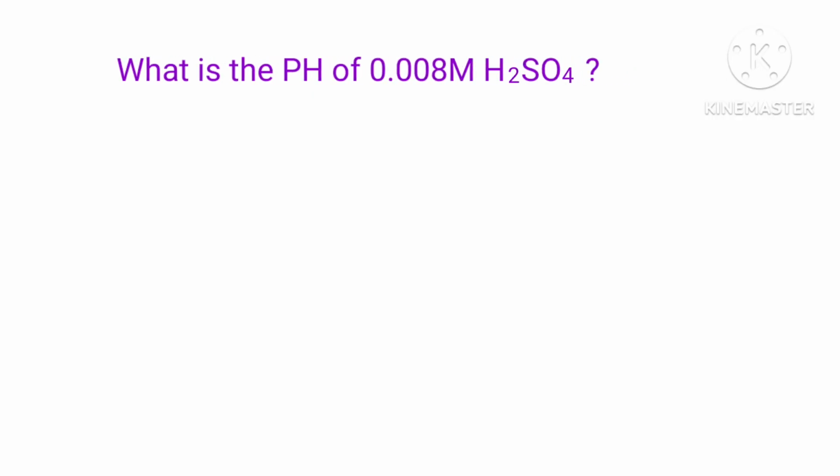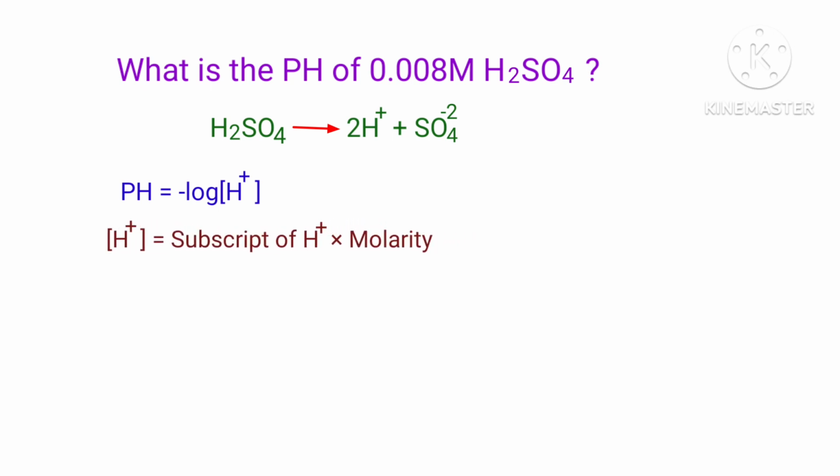What is the pH of 0.008 molarity of H2SO4? For H2SO4, H2SO4 gives us 2H+ and SO4 2-. pH is equal to minus log of the concentration of H+. The concentration of H+ is equal to the subscript of H+ times the molarity. Here the subscript of H+ is equal to 2 and the molarity is equal to 0.008.